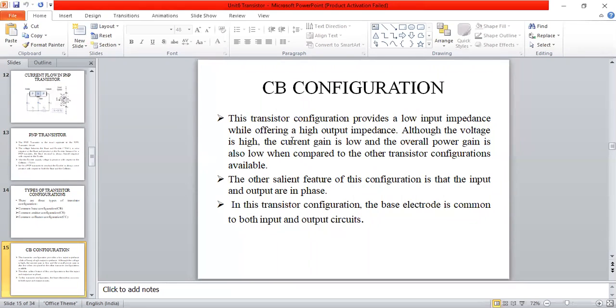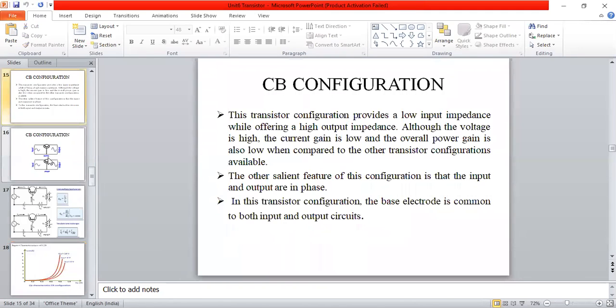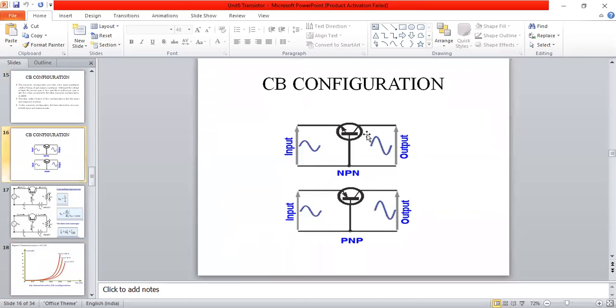Current gain and all these things we'll discuss later, what we mean by current gain. The other salient feature of the configuration is that input and output are both in phase. In this transistor configuration, the base electrode is common to both input and output circuits. So the base terminal we are going to consider as common here.